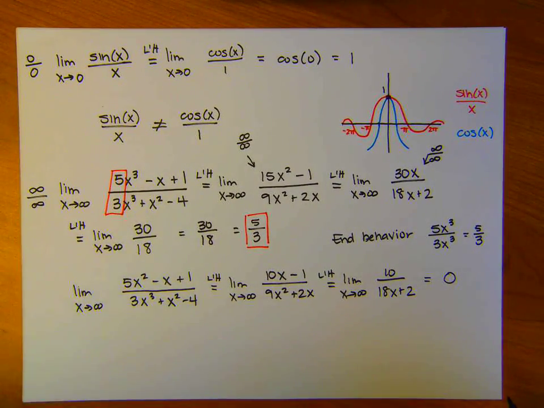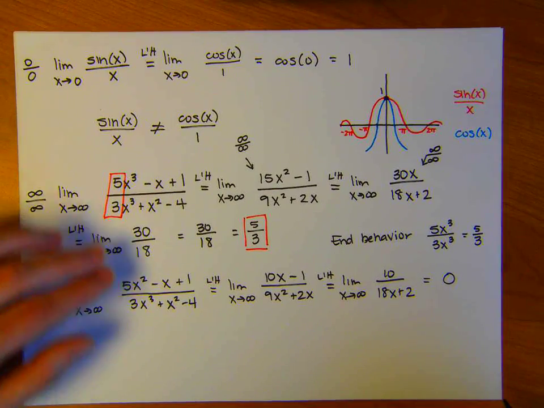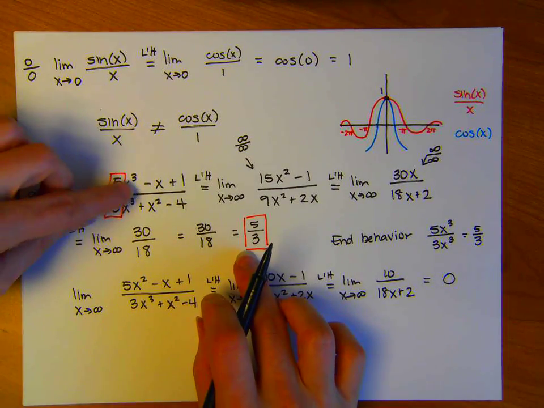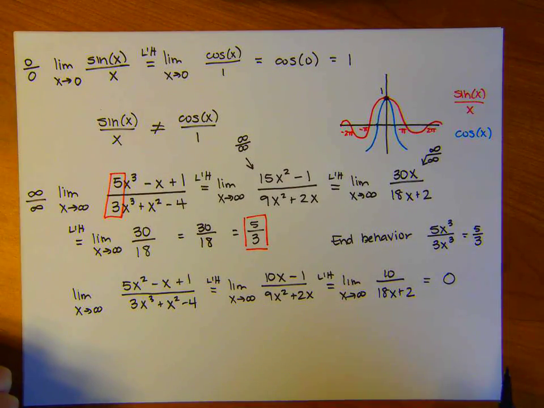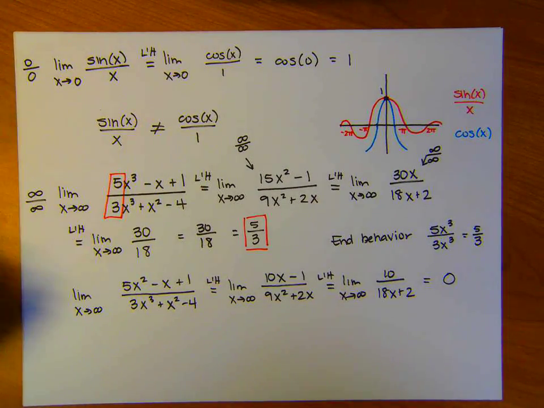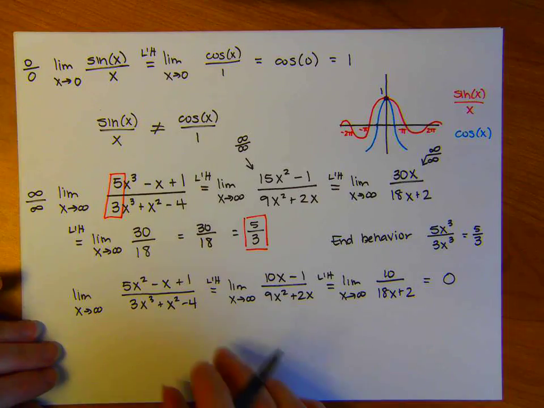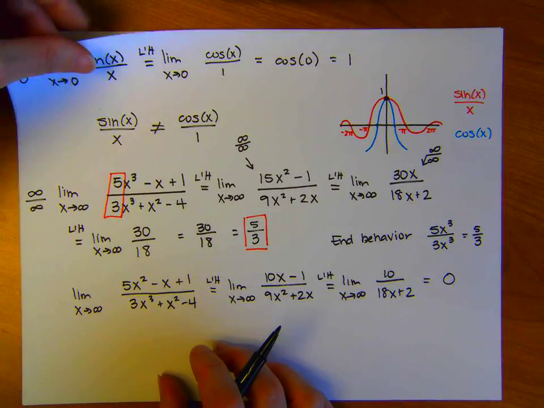So I just want to make sure we don't see this as a pattern. It only works this way because of the fact that the powers are the same, that the degree of the two polynomials is the same. Okay, let's go ahead and try another example.